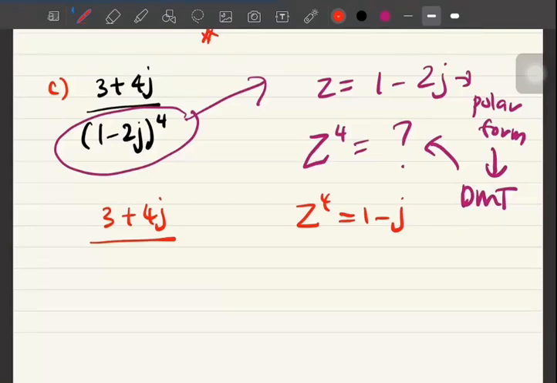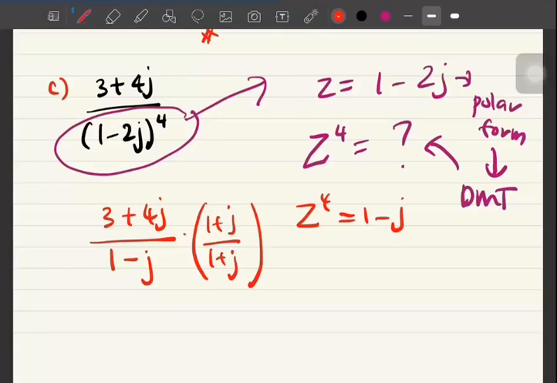Okay, so when you substitute your Z to the power of 4 right into here, 1 minus J, you tak boleh tinggalkan jawapan macam ni. Okay, sebab apa? Soalan minta you express your answer in general form. So you kena darabkan dengan the conjugate of this denominator. Baru you akan dapat jawapan dalam bentuk general form.